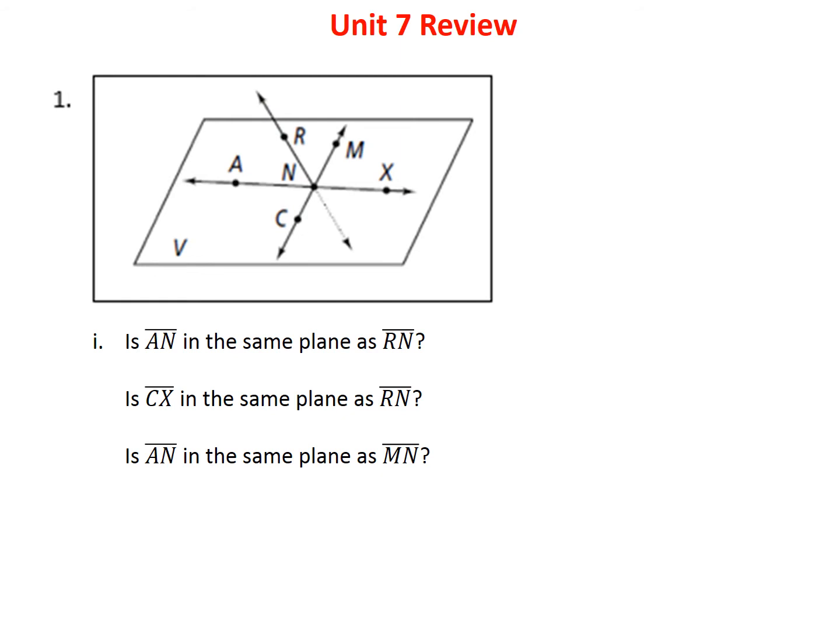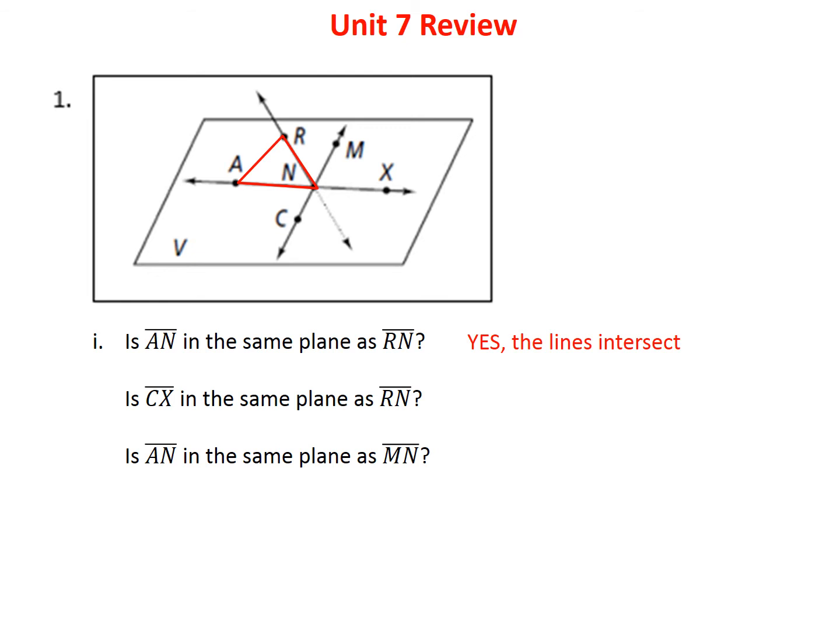In problem 1I, we're again asked to look at different aspects and see if it's true. The first one is the line segment AN, notice it does not have the double arrow, so we're just talking about the segment, not the whole line, in the same plane as RN. Well, notice that I can actually form a triangle with AN and R, so there is a plane formed by that triangle that contains both the line segment AN and the line segment RN. So the answer would be yes.